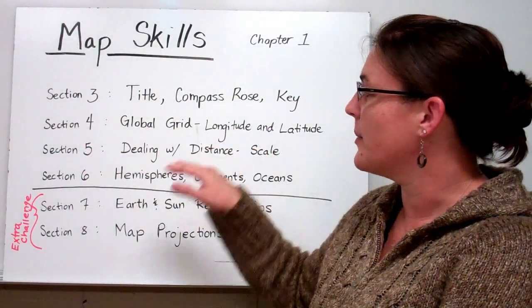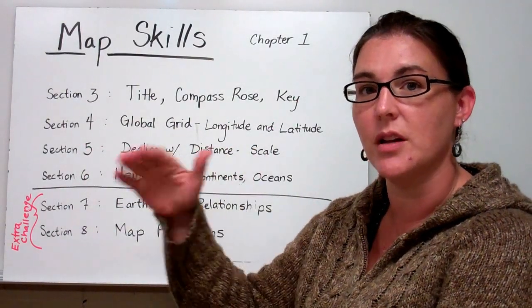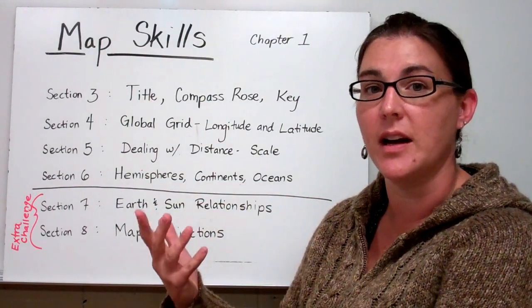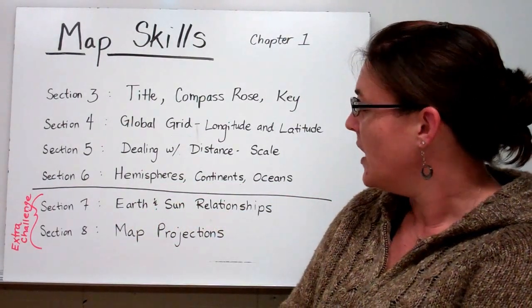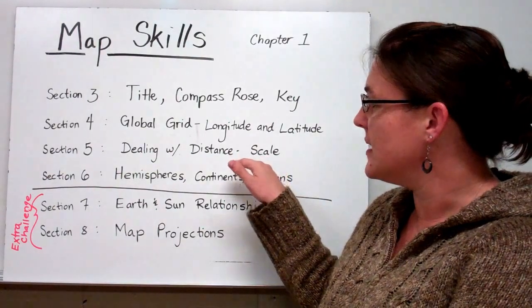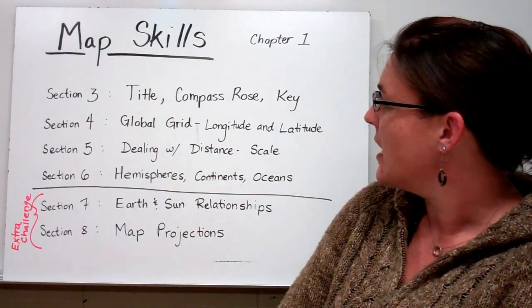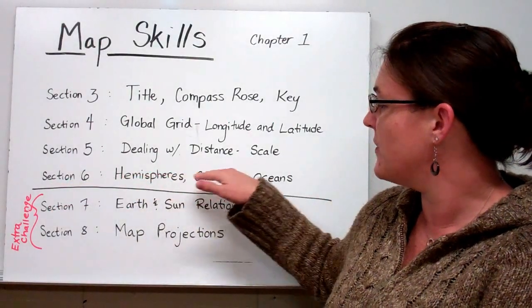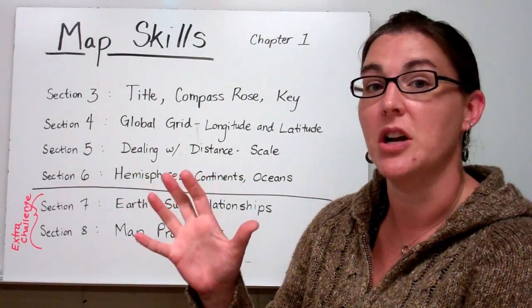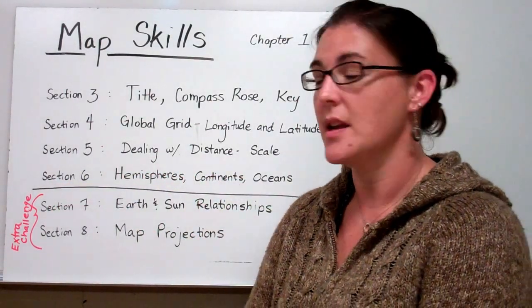Section 4, we're going to talk about the global grid, the latitude and longitude lines that you see that help you find absolute location. Section 5, we're going to deal with distance and learn how to use that scale that's on the bottom of most maps. And Section 6, we're going to talk about how we divide the Earth up into chunks: hemispheres, continents, and oceans.